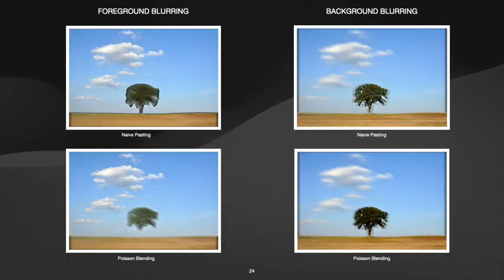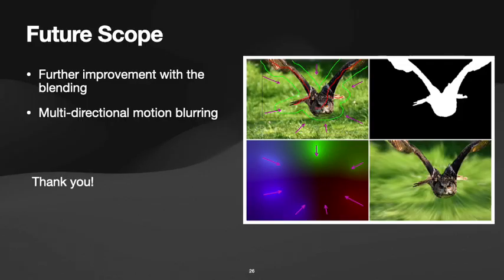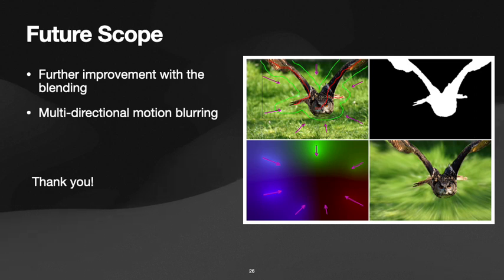Since Poisson blending is not always perfect and doesn't transfer the illumination properly, we could look into better blending methods, and that would be one of the future scopes for this project. Other than that, motion blurring could also be applied in a way that is not just uniform motion blur. You could have multiple directional motion blur for different specific parts in the scene, and that could even enhance the visual appearance of the images.